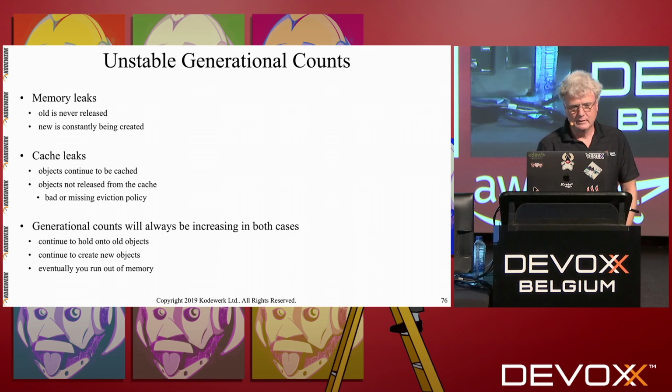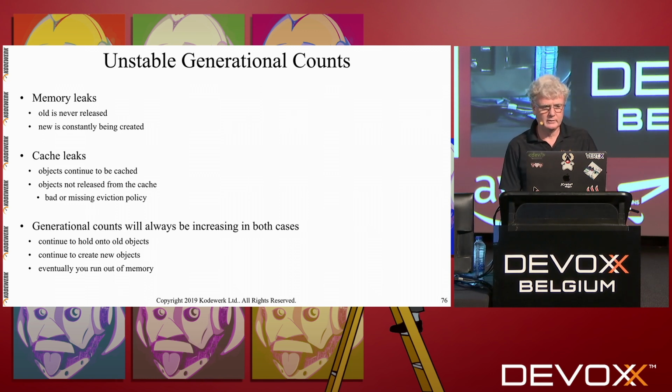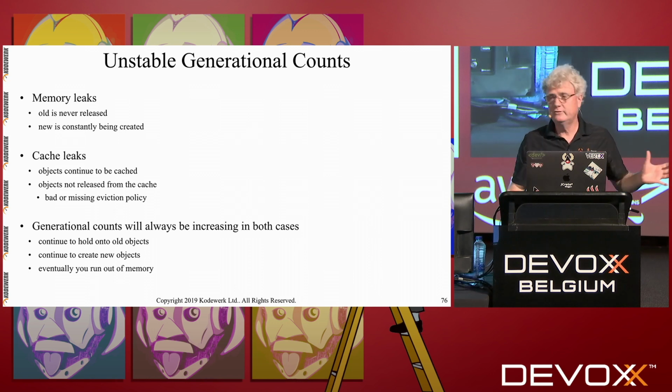It's good. Okay. So memory leaks, we talked. Old is never released. New is constantly being created. Cache leaks: objects continue to be cached, so they're not released. So it's the same as the first case. Old is never released. New is constantly being created. And in all cases, generational counts are going to be increasing over time.